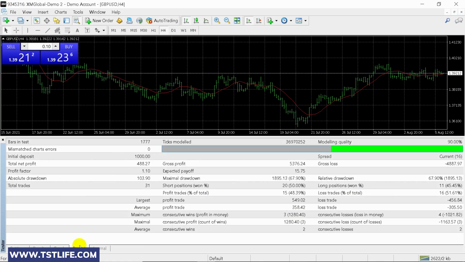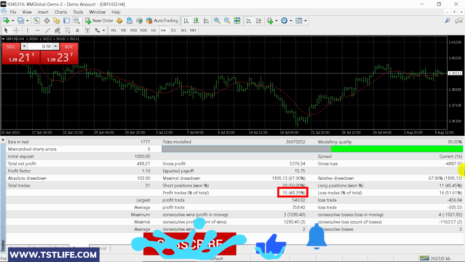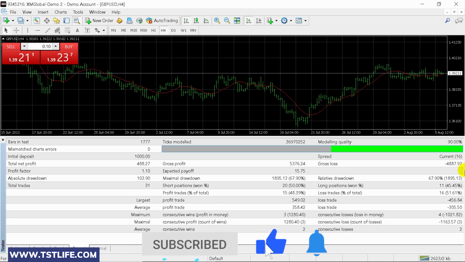The modeling quality is 90%, which means that this backtesting process was reliable. We have recorded 31 trades in total, and the success rate is 48.39%, which is tremendously good considering the 1-to-2 risk-to-reward ratio we are using. On top of that, we have made a total profit of $488, and we only had 2 consecutive losing trades, which were responsible for the drawdown recorded.